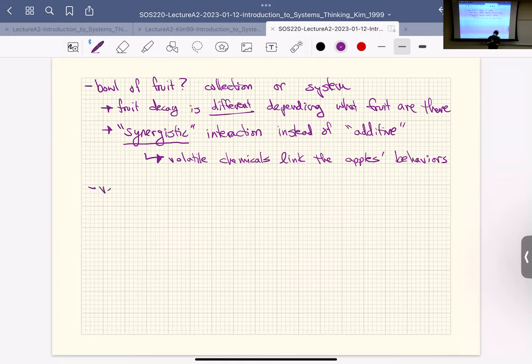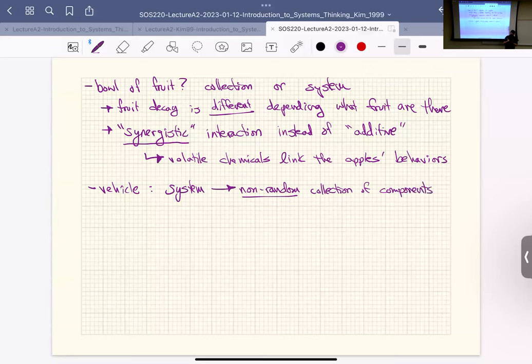So a vehicle. Given we did the kitchen example, you might think a vehicle alone is a collection and a vehicle with a human is a system, but I would say a vehicle is always a system. And that's because it is a very non-random collection of components. What I mean by that is if you reordered them, it would cease to be a car.